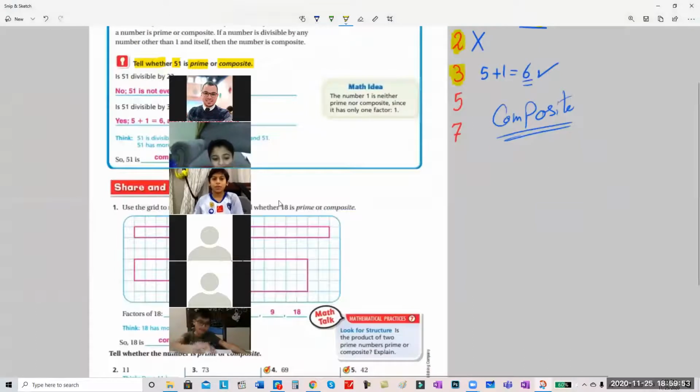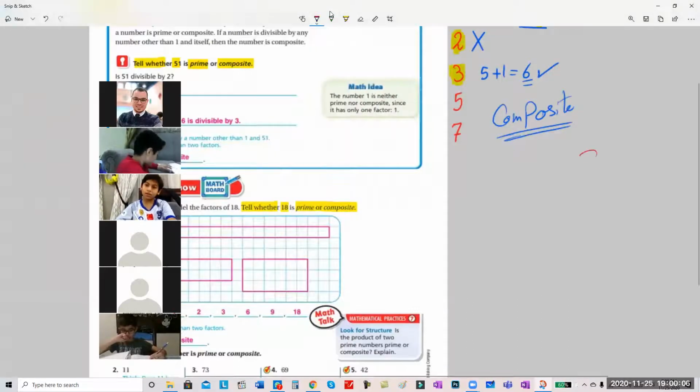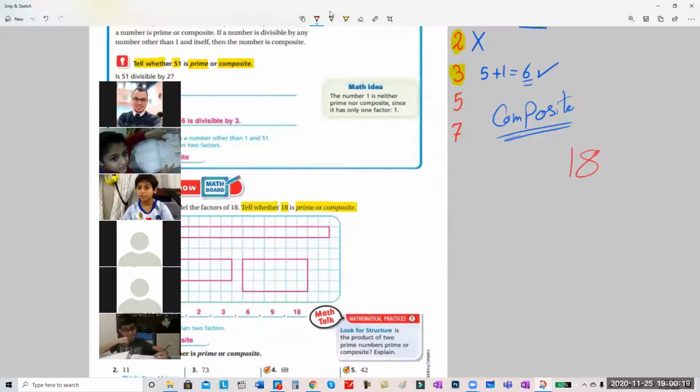What about the next one: tell whether number 18 is prime or composite? So how can we know? Let's rewrite it here. 18. I don't complete it. It's okay. But we have 18 here. Can you continue with me, please? 18. Is it prime or composite number?